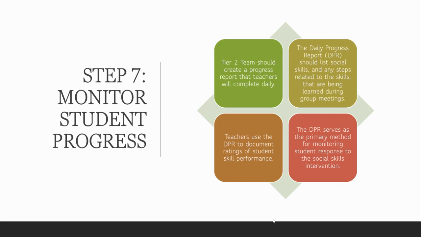Teachers should use that daily progress report to document ratings of student skill performance. And the team is going to be very intentional when creating those daily progress reports. That daily progress report is going to serve as the primary method for monitoring students' response to the social skill intervention. So it's going to be very important that those progress reports are completed accurately and that data is collected.